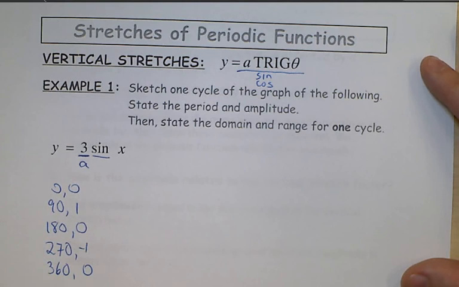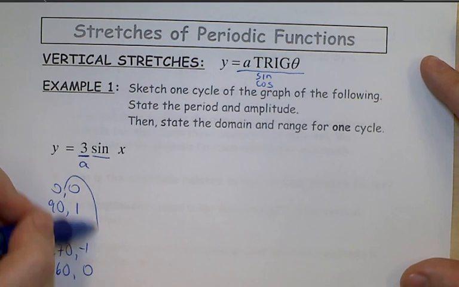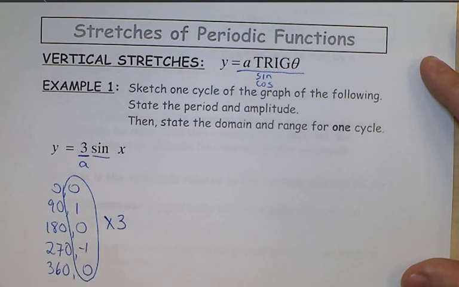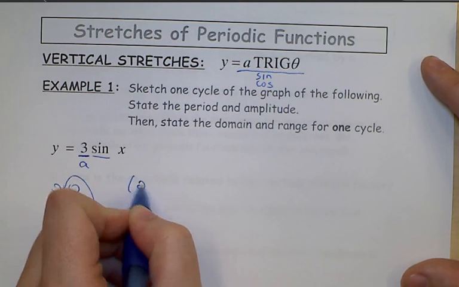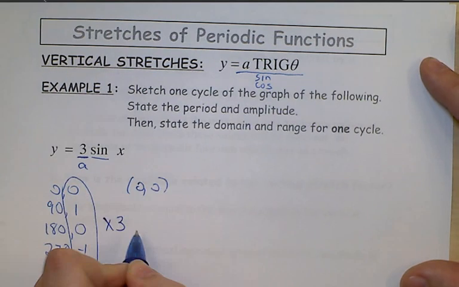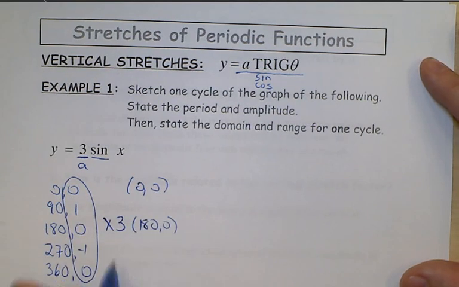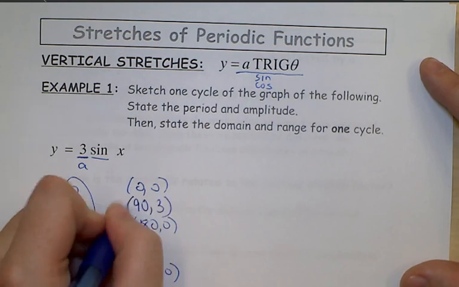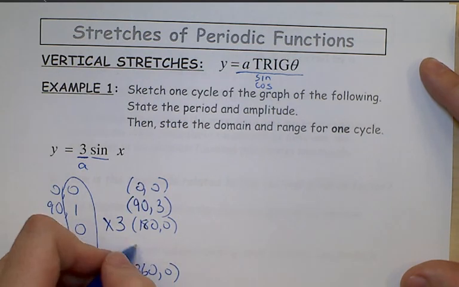Okay, so if we use mapping notation, what we would do is take all of these values and multiply them by 3. You'll notice that if I take my 0 points and multiply them by 3, they don't change. So my points with 0 in them actually stay the same. The only points that are affected are (90, 1) and (270, -1). So if I multiply 1 by 3, I have (90, 3). And if I have (270, -1), now I have (270, -3).